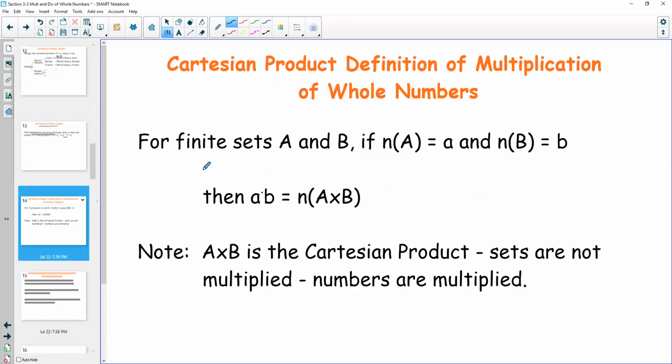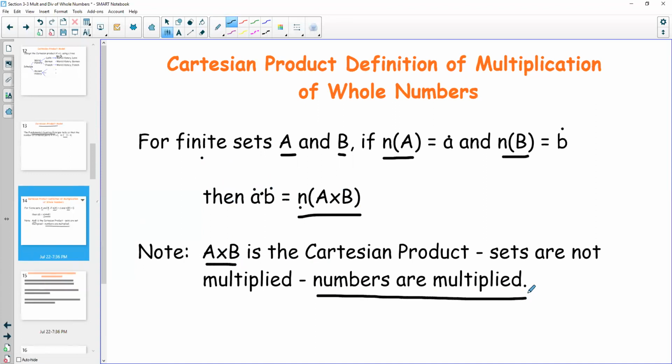Okay, so technically, for finite sets, set A, remember capital A, capital B, n of A, the number of things in A, is little a. N of B, the number of things in B, is little b. Then n of A times n of B is the number of things in the Cartesian product of set A and set B. This is an overly complicated way to state this, right? But it's a definition. A times B here, it's the cross product, the Cartesian product. The numbers are multiplied, but the sets themselves are not.